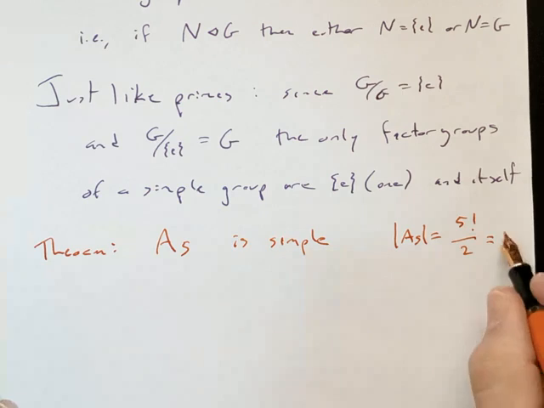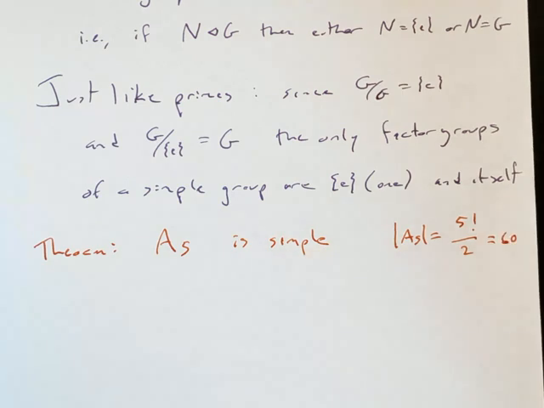Now here's a bizarre statement. 60 is a very, very composite number. 60 is divisible by 1, 2, 3, 4, 5, 6, 10, 12, 15, 20, 30. This is by a whole crap ton of stuff. Here's a group of order 60 with no factors other than 1 and 60. That's nuts.